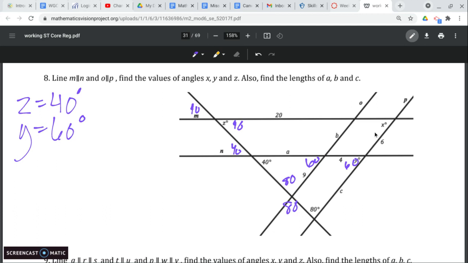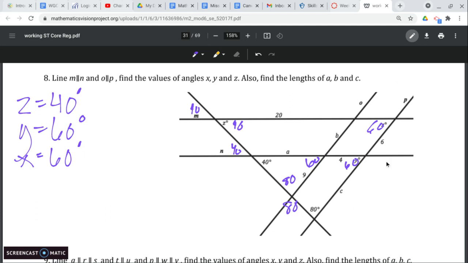Now, using corresponding angles, because these were corresponding angles, and now these are corresponding angles, so that means x is also going to be 60 degrees. So we've been able to find all of our angle measures. Now we need to look at the side lengths.